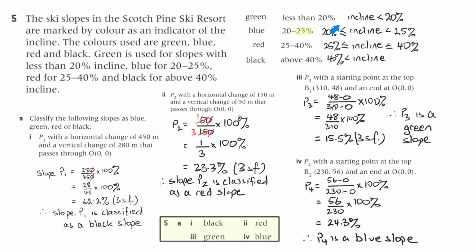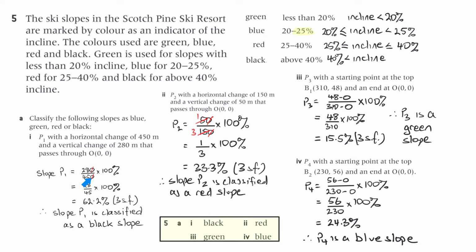Incline is less than 20. That's for green. For blue, I've put it's greater than or equal to 20 or less than 25. I've included 25 with the red, so 25 to 40. So that's including, and that's including that. And then they said above 40, so I just put incline is greater than 40 here. Okay, the first one, classify the following slopes as blue, green, red or black. Number 1, P1 with a horizontal change of 450 and a vertical change of 280 that passes through 0, 0.